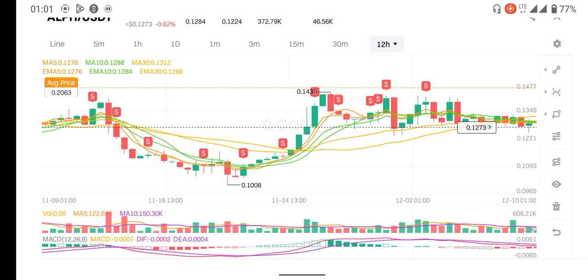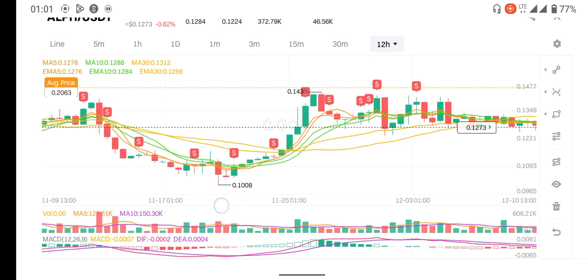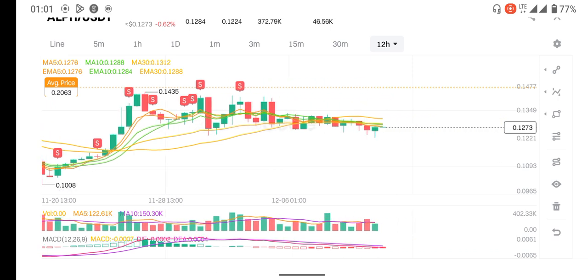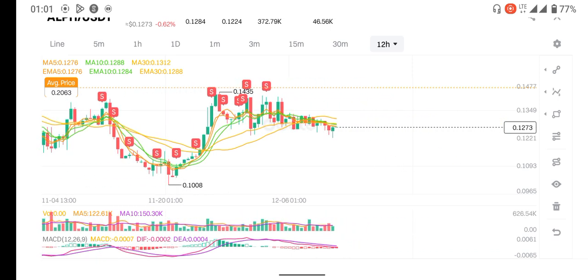Here we can see what happened. We had an inverted hammer here. We had a hammer, we had an inverted hammer, then we had a bullish signal, a candle, which is a confirmation. The market rallied up to 0.1435, before we headed into this lateral trade range.